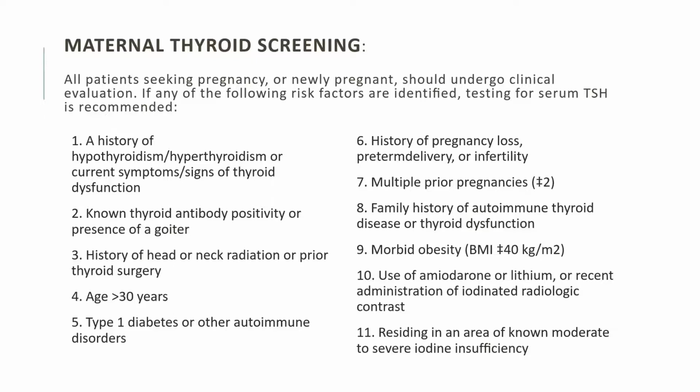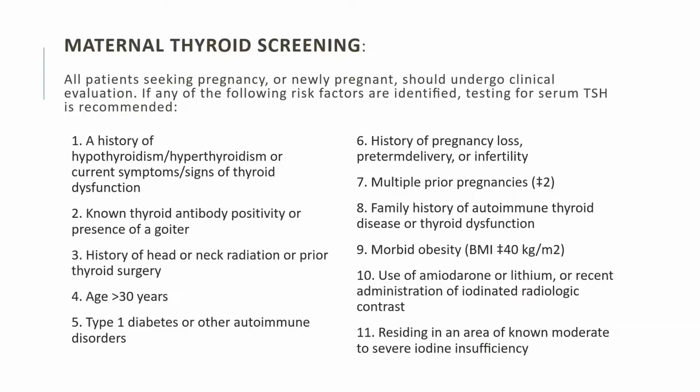And what are they? Number one is a history of hypothyroidism, hyperthyroidism, or current symptoms and signs which suggest thyroid dysfunction. There is a known thyroid antibody positivity or presence of a goiter, history of head or neck radiation or prior thyroid surgery. The age of the mother is more than 30 years, presence of type 1 diabetes or other autoimmune disorders. There is a history of pregnancy loss, preterm delivery, or infertility. Multiple prior pregnancies. So you see, multiparous patients and those of higher age are more likely to have thyroid disorders. Presence of a family history of autoimmune thyroid disease or thyroid dysfunction.